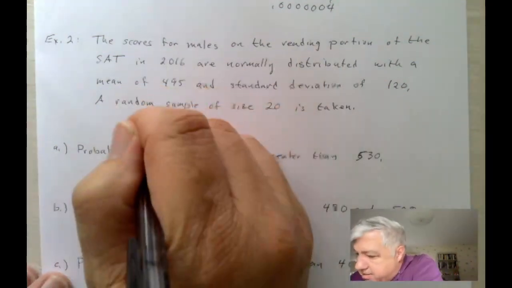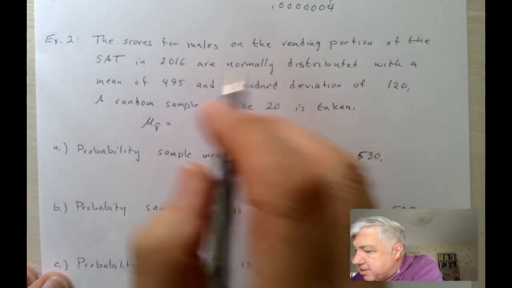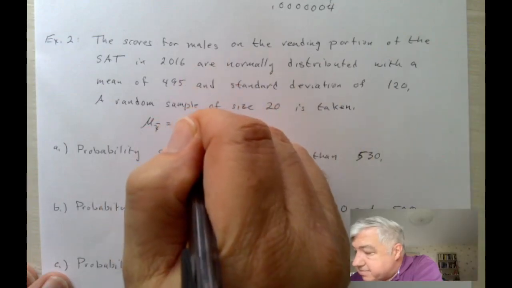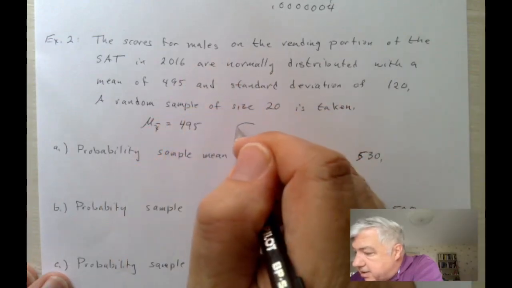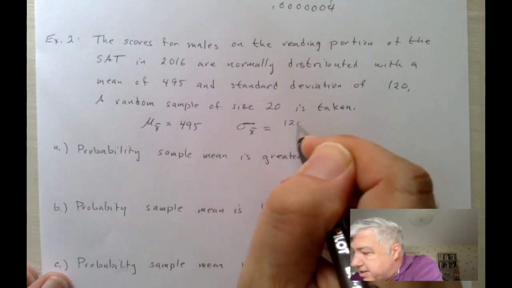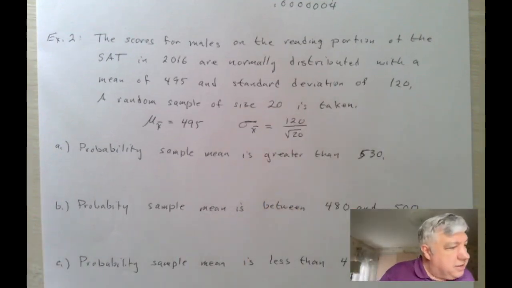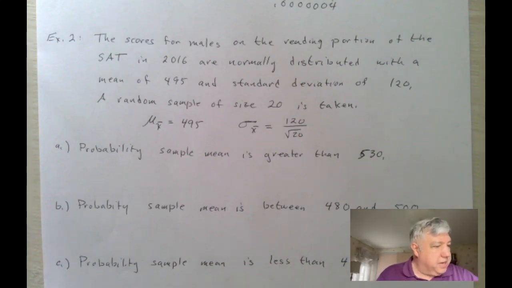So the mean of the sample means is going to be the same. It's 495, and the standard deviation sigma x bar is 120 divided by the square root of 20. And that turns out to be 26.833.